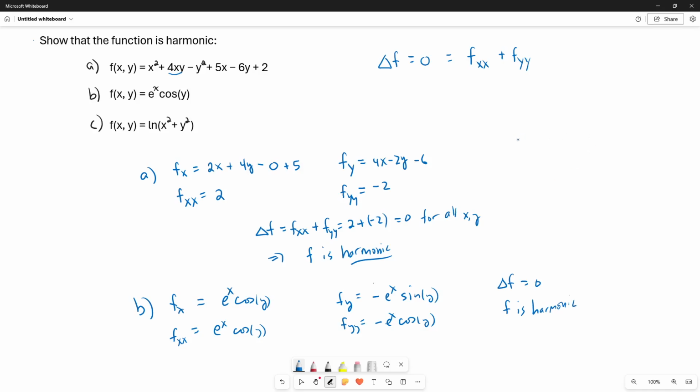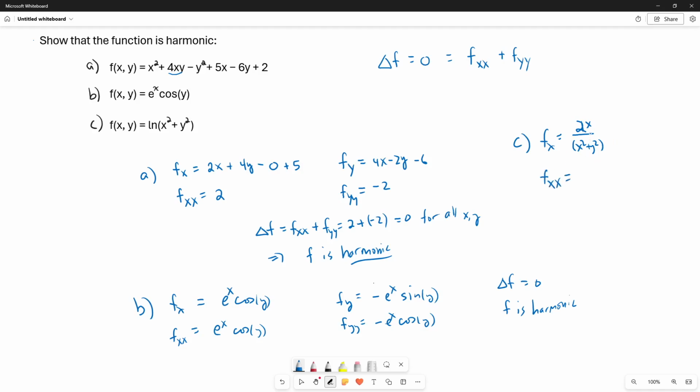And the last one, the log of x squared plus y squared, f sub x. We use the chain rule. We have a function of x inside of the natural logarithm. So the derivative of the outside is 1 over the inside. And then the derivative of the inside with respect to x is 2x. And we'll just put that up on the top here. So f sub x is 2x over x squared plus y squared.